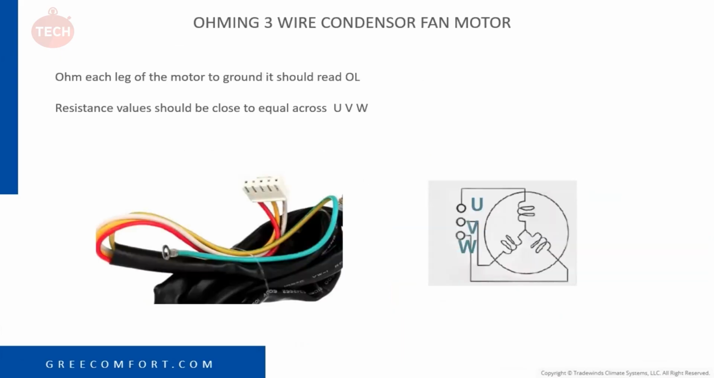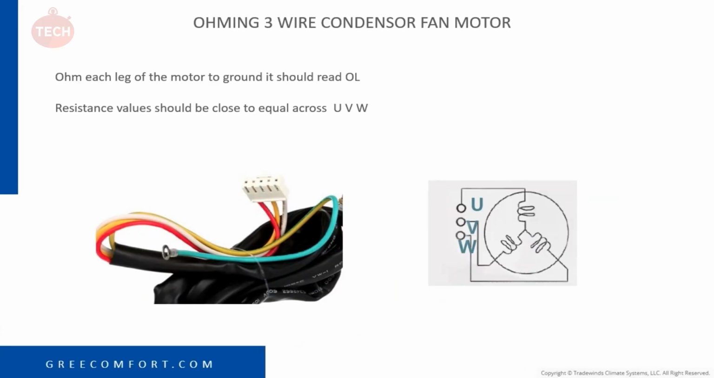So now we're ohming your condenser fan motor. This would be a 3-wire one, depending on your unit. Some have a 3-wire, some have a 5-wire condenser fan motor. The 3-wire you would ohm out just as you would your compressor, which we'll get into on another slide, looking at U, V and W.